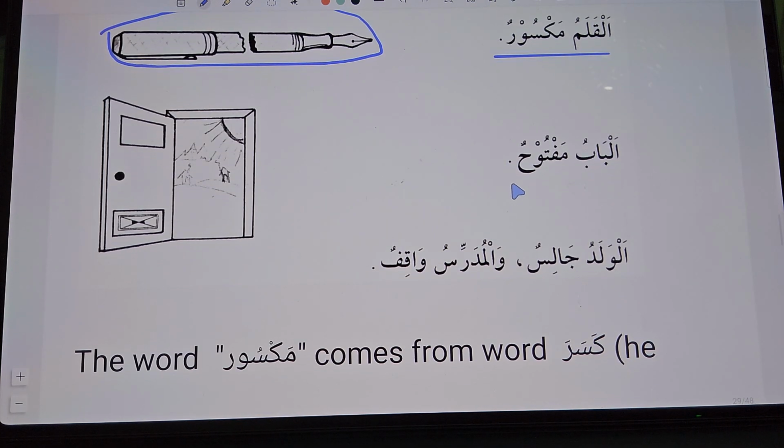Okay, Akhana Yasin. Al-babu maftuh. What is the meaning? So the door is open. The door is open. Maftuh. And maksurun comes from the word ka, sin, ra. How do you read it, Akhana Sabir?